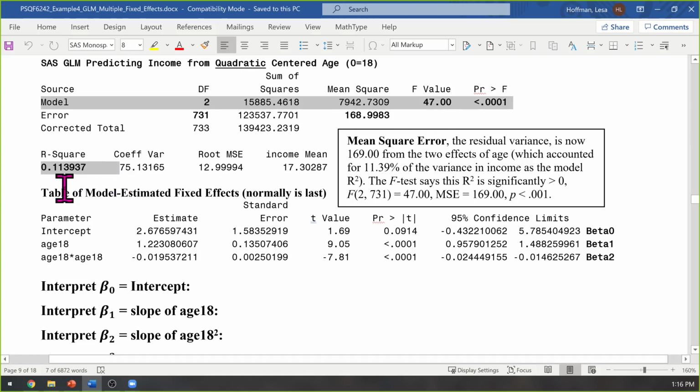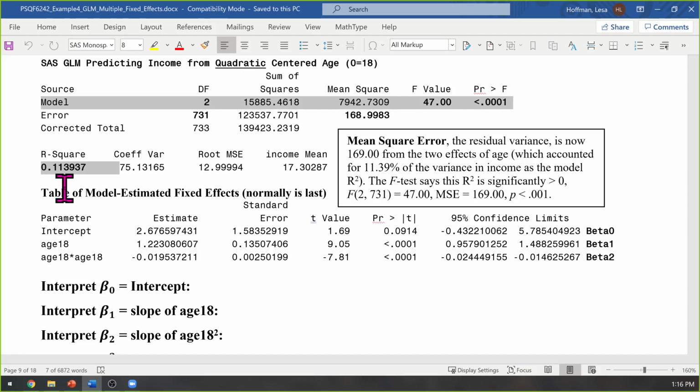The R square is the effect size for how well my model predicts the outcome variable. How well it predicts is quantified as proportion explained variance. So 11% explained variance. No? I mean, it's not good. Like, it's really low, right?